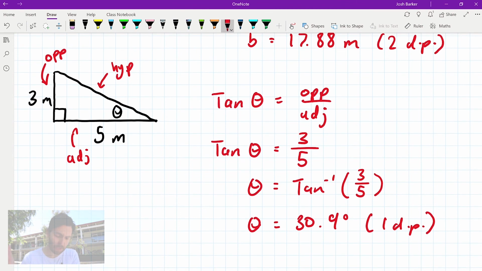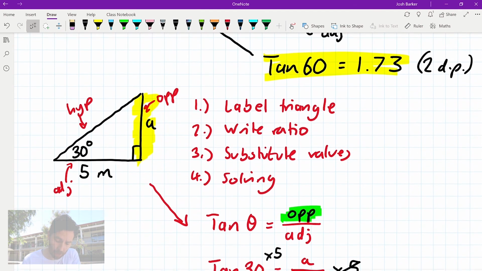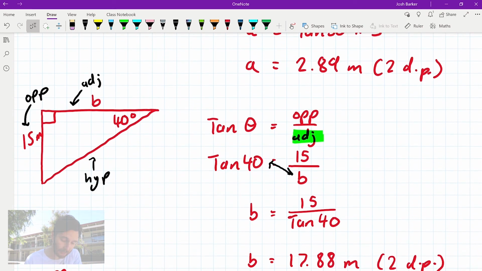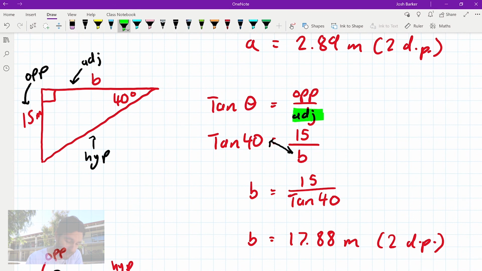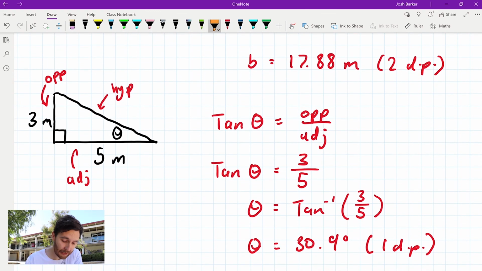Okay, so to recap, we've learned how to use the tangent ratio to find the length of a missing side, be it the opposite or the adjacent. And we've also used it to find the size of a missing angle as well, and that's by using the inverse function for the tan function. Okay, good one. So that's what you need for the second 2 lessons of week 1.